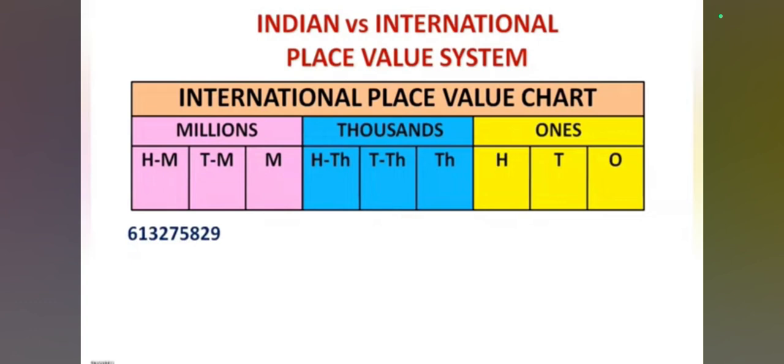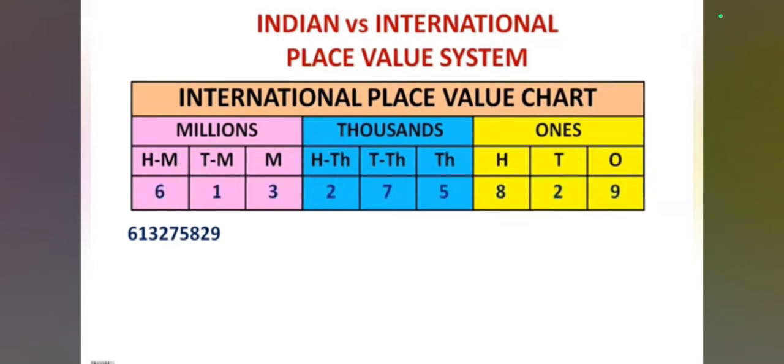Okay, coming to our number 613275829. Let us arrange these digits in each place value system from right. So writing this number with commas as 613, 275, 829. That means after every period, that is after every three digits from right side.